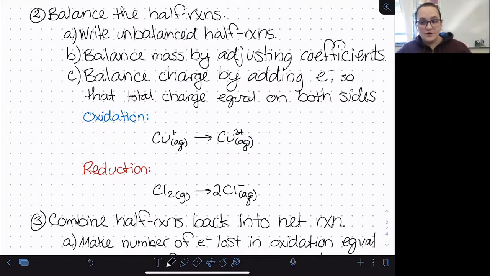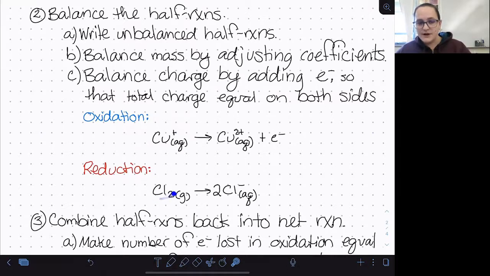Electrons are negatively charged, so we're always adding electrons to the higher charge side in order to bring that charge down. So in this case, we're going to be adding 1 electron to the right side here, so that +2 plus -1 equals +1. So now the left side and the right side have equal charge.